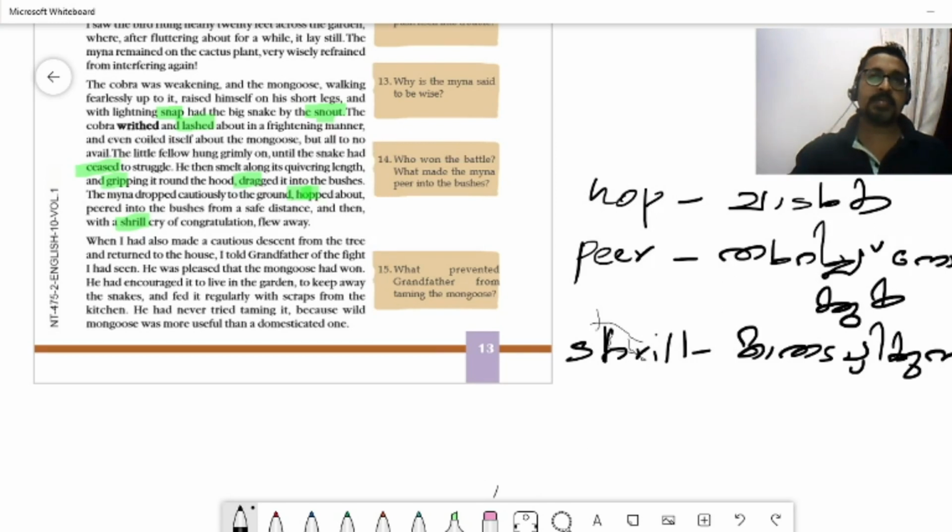So that's all for now. Go through the paragraph, find out if there are any difficult words there.